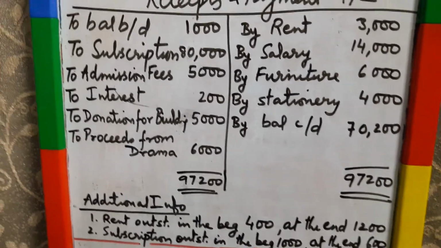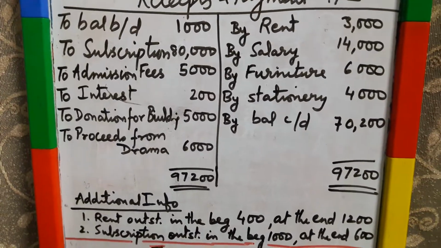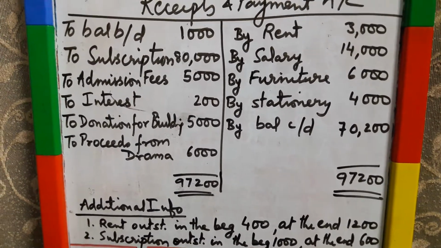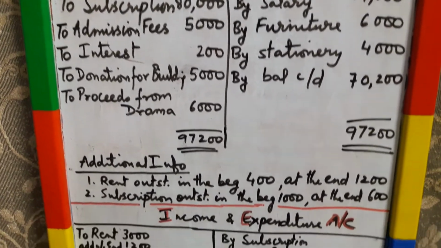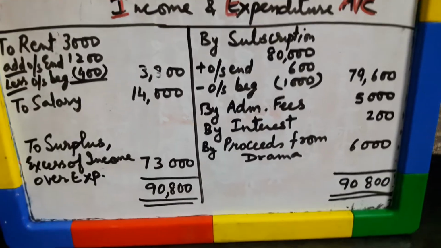Now, let us discuss where the opening balance of the receipt and payment account goes. In the opening balance sheet. Where does the closing balance go? In the closing balance sheet. Now, what I'm doing is I'm preparing only the income and expenditure account first. Only the income and expenditure account.